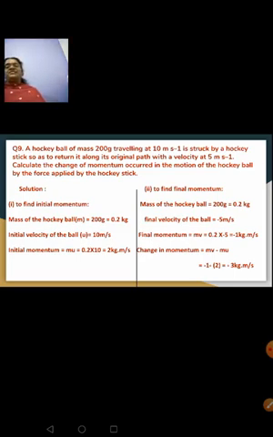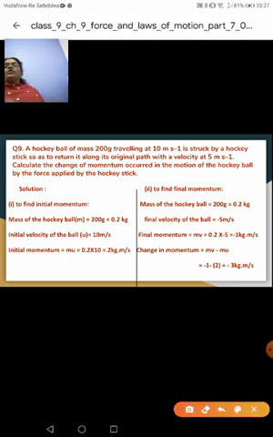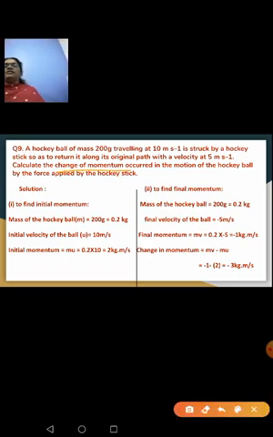See, the question is very simple. You have to just calculate the change in momentum. The force and all, you need not calculate here. They are just telling you to calculate the change of momentum occurred in the motion of the hockey ball because of the force applied by the hockey stick. They have not asked you to calculate the force. They are asking you to calculate the change in momentum. Change in momentum formula is final momentum minus initial momentum.